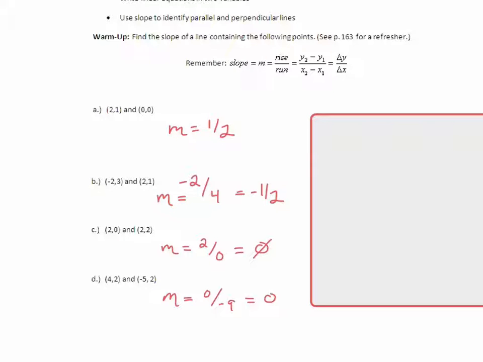So your answer to your first one, the slope is 1/2. For B, your slope is -1/2. For C, your slope is undefined. For D, you get 0 out of -9. Talk about weird, -9 pieces of cake. What? Yeah, you get 0 out of -9, and that's 0.